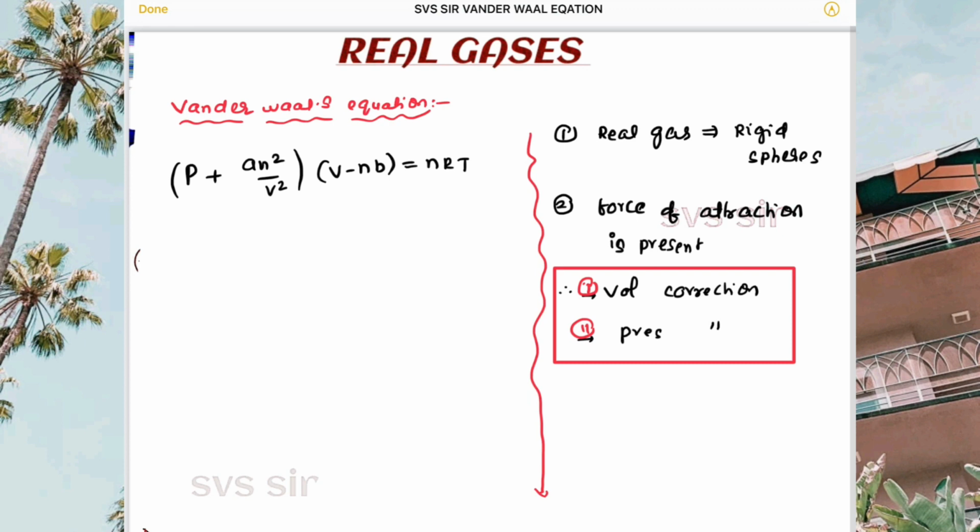So today's class we are going to discuss the van der Waals equation. One of the important concepts, questions have come based on this in 2018, 2013, 2012. So, the van der Waals equation. What is the van der Waals equation?